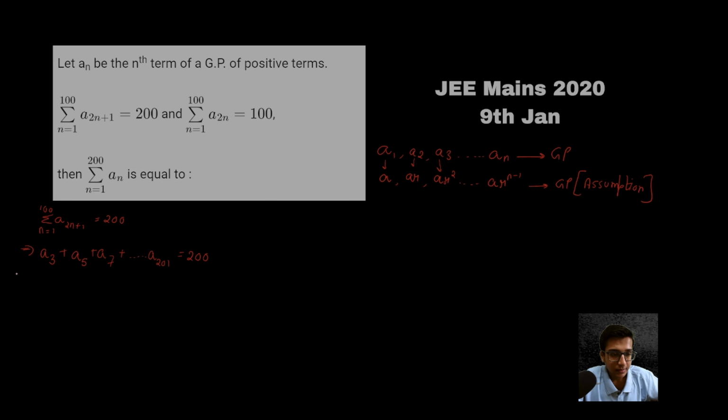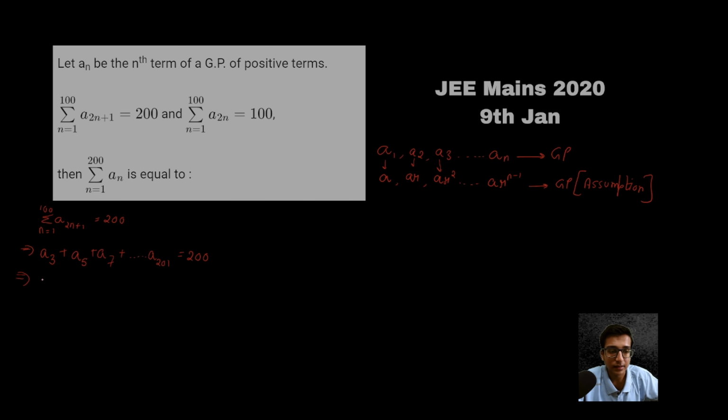Now let's try to simplify this equation by putting the values of A3 as AR square, A5 as AR to the power 4. Then we can find out that there will be another GP formed where we have to find out the summation, and then it would become easy for us to solve this question.